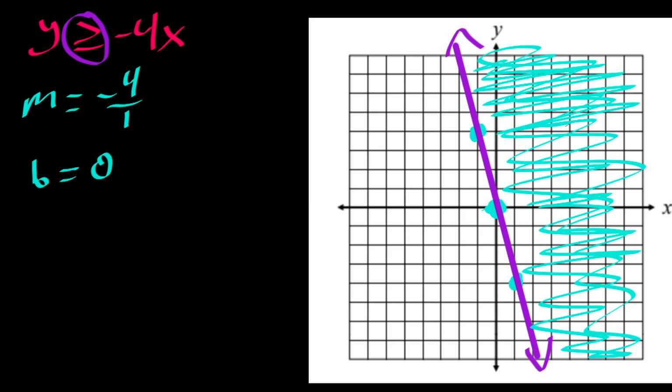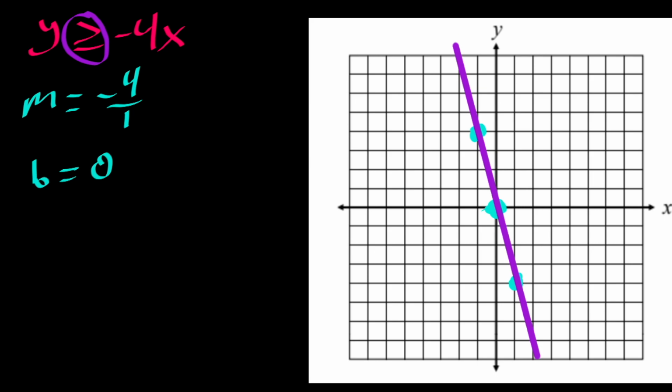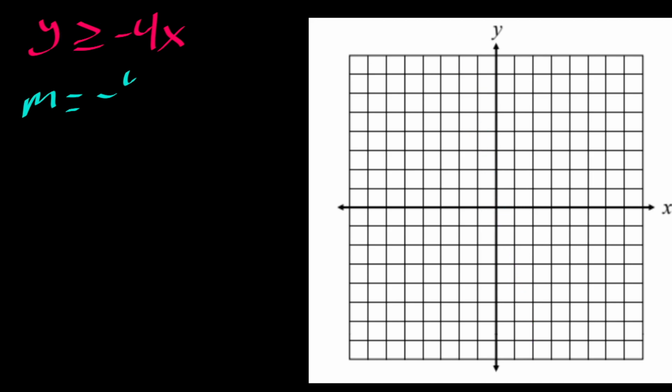And once again, here's what the shaded area means. Let's say there's a point right here. That point would be a solution to my inequality. But if there's a point over here, that point would not be a solution to the inequality. All right, let's look at a couple harder ones. Let's first start with this.